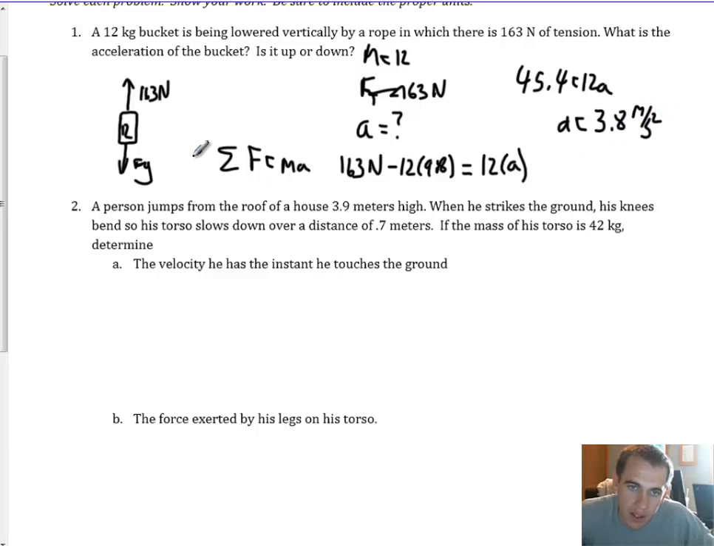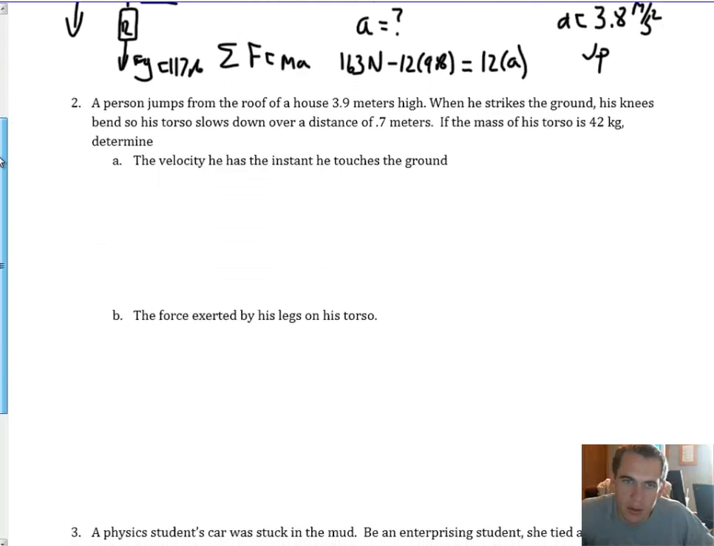Okay, and that's up. And the reason that's up is because this 163 newtons is bigger than the 117, right? That's what this one works out to be, newtons that's pulling down. Okay, so the acceleration is up. It's moving down, but it's accelerating up, so the bucket's actually slowing down.